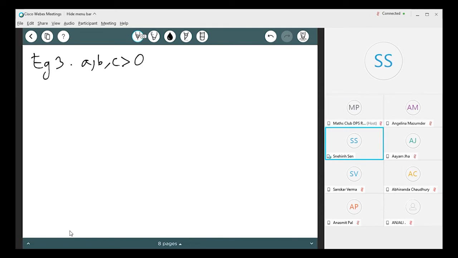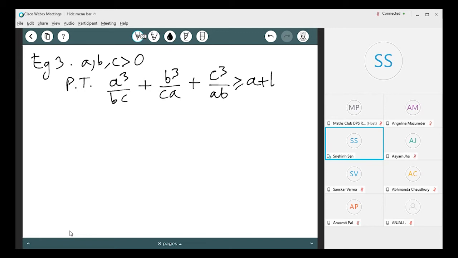I'll just state the problem over here. It's given a, b, c are positive reals. In all our cases, if I don't mention, assume they are reals, so I'll avoid writing reals again and again. Just this is given, nothing else. Prove that a^3/(bc) + b^3/(ca) + c^3/(ab) is greater than or equal to a + b + c.